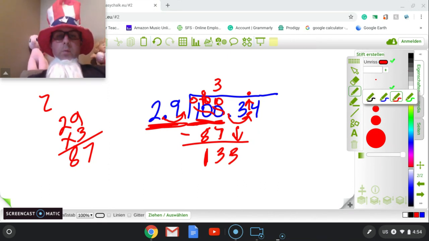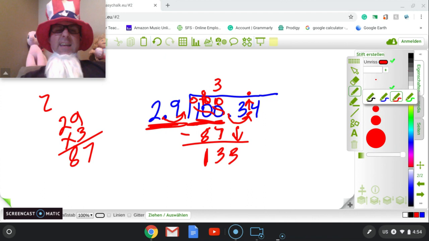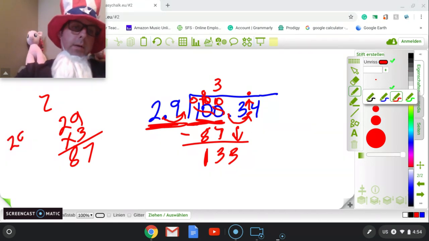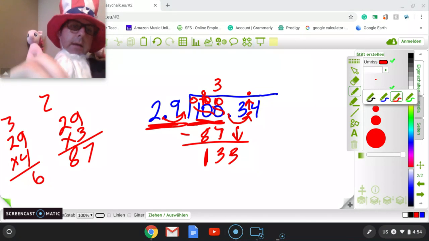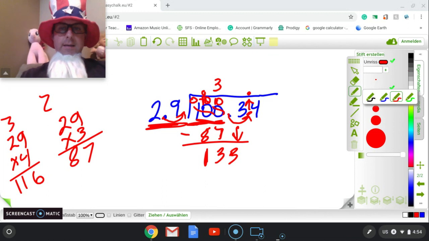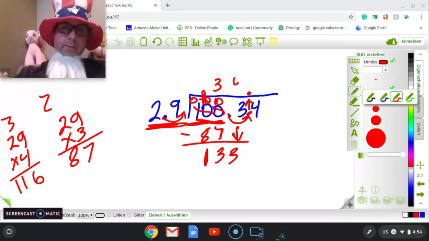This time, how many times will 29 go into 133? Again, if I estimate 29 being 30, I can count by 30s. 30, 60, 90, 120, that's 4 times. So over here, I'm going to do 29 times 4. 9 times 4 is 36. 4 times 2 is 8, plus 3 is 11, so it's going to be 116. So I'm going to put my 4 above the 3, and then it's going to be 116.